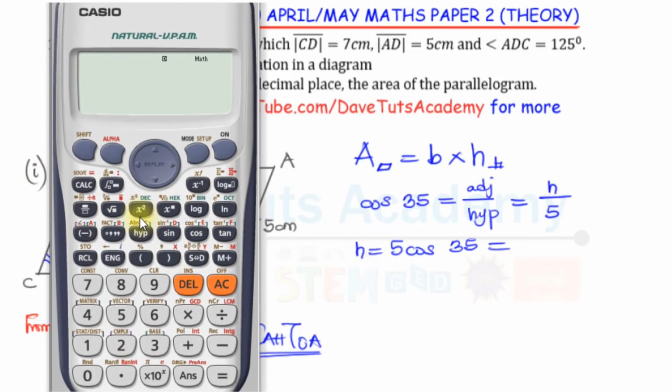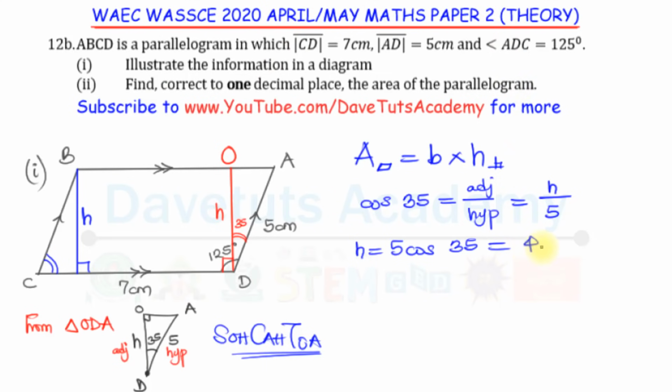And if I bring in my calculator to evaluate that, I can say 5 cos 35. What is that going to give me? 4.09576 or 4.096. So this is 4.096 centimeters. All right, but nobody asks us to find the height. We actually asked to find the area.